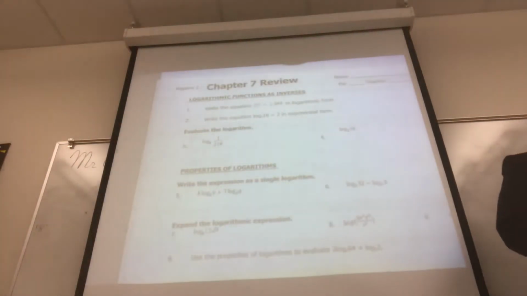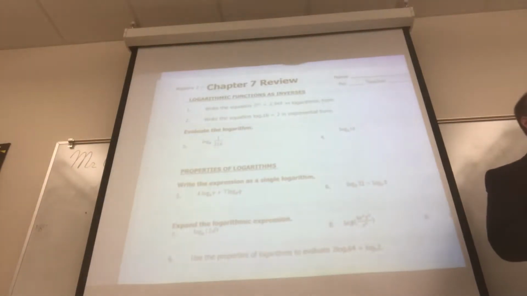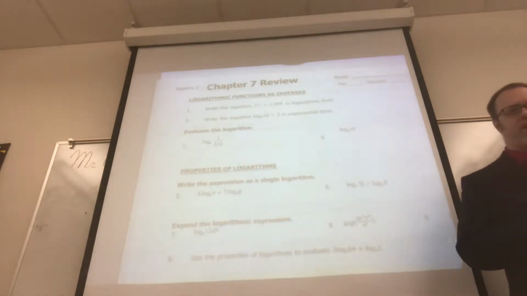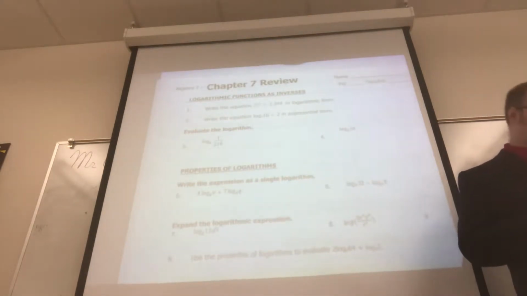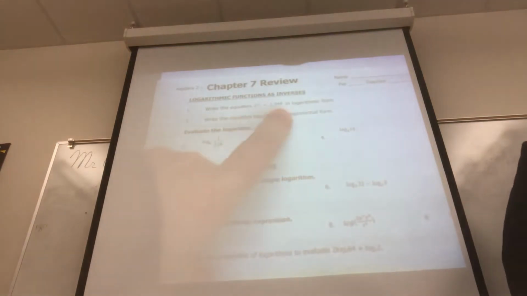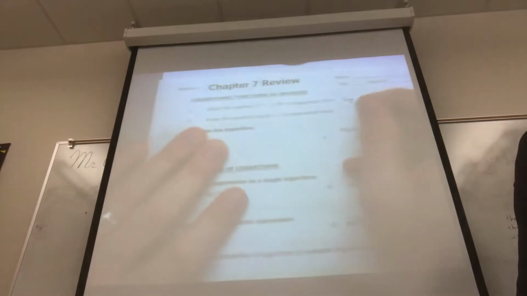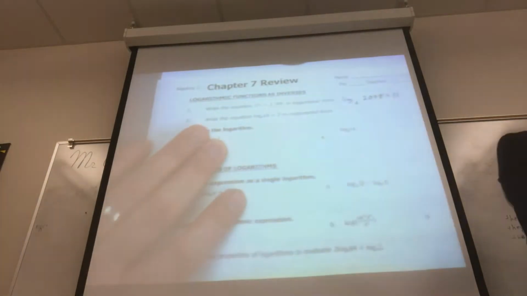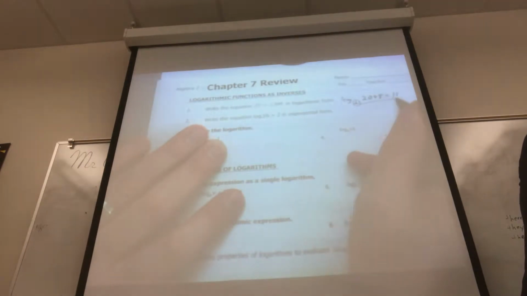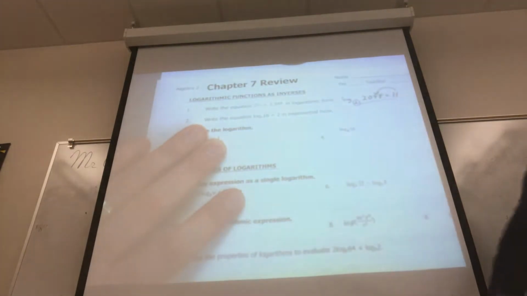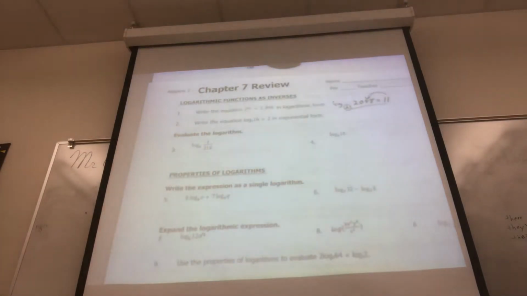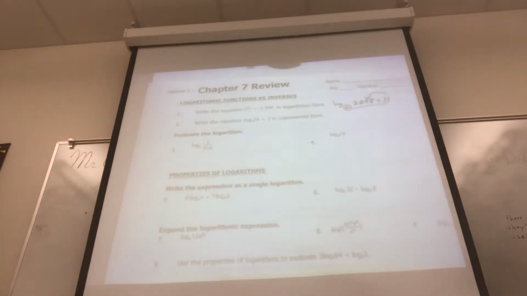Okay, so the review is all about logarithms and rewriting logs to exponentials and rewriting exponentials to logs and solving. Write the equation 2 to the 11th equals 2048 in logarithmic form. That would be log base 2 of 2048 is equal to 11. Remember, it's the base raised to this exponent makes this one. So when you write it as a log, it looks pretty much the same every single time. And you can always count on that pattern being there.